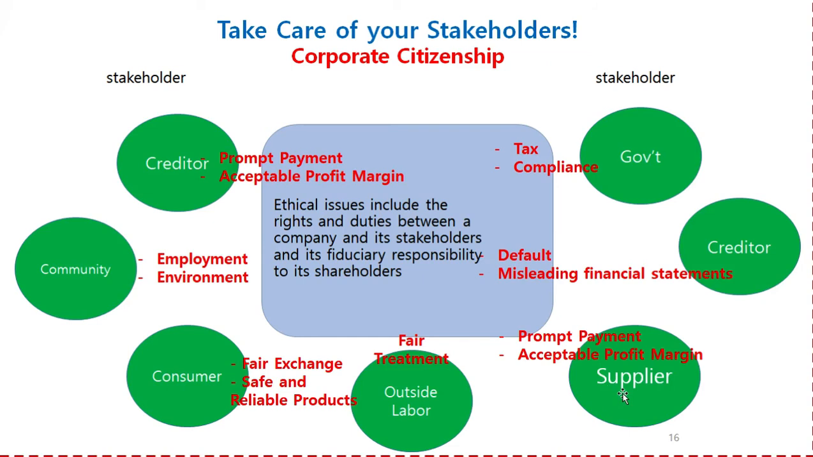And the outside labor wants fair treatment from the corporation. From the standpoint of a supplier, they also need prompt payment, and an acceptable profit margin should be secured from the corporation in the transaction. And the creditors are always suffering from the danger or risk of default of a corporation. So misleading financial statements are a very dangerous thing for the creditors. So they want transparent financial statements.